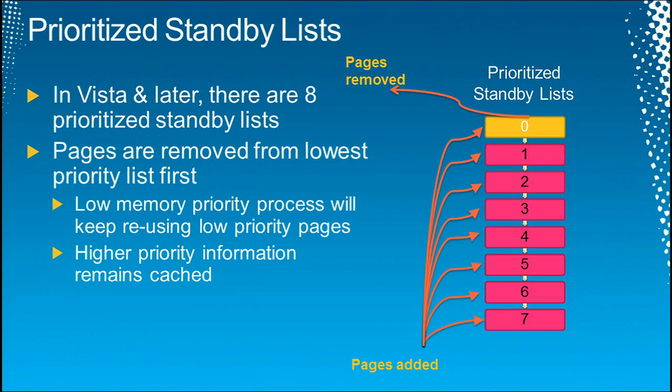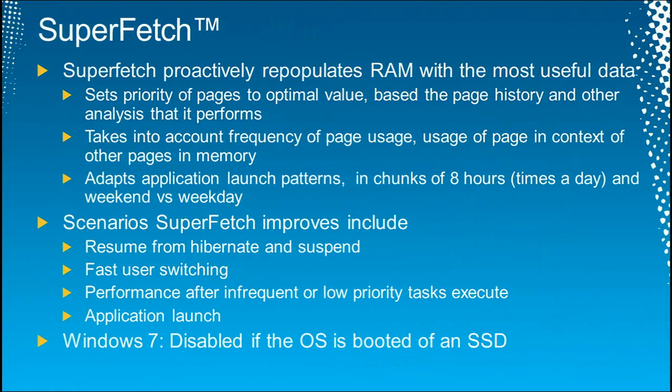Prioritized standby lists, these were introduced with Superfetch. And Superfetch, you saw when I opened up Process Explorer, it looked at the standby list that we saw priorities. By default, every process has a priority of 5. And any pages that get taken away from a process and put on the standby list get put on the list according to the process's memory priority, which I'll show you in a second.